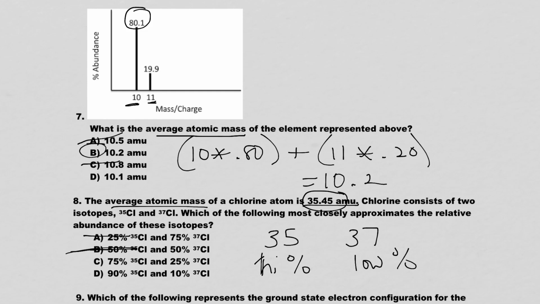And again, I just reasoned this out. Which one of these is most plausible? Because 35.45 rounds to 35.5, from that I could tell it couldn't be this high of a percent of 90. It must be 75-25, and that is the correct answer.